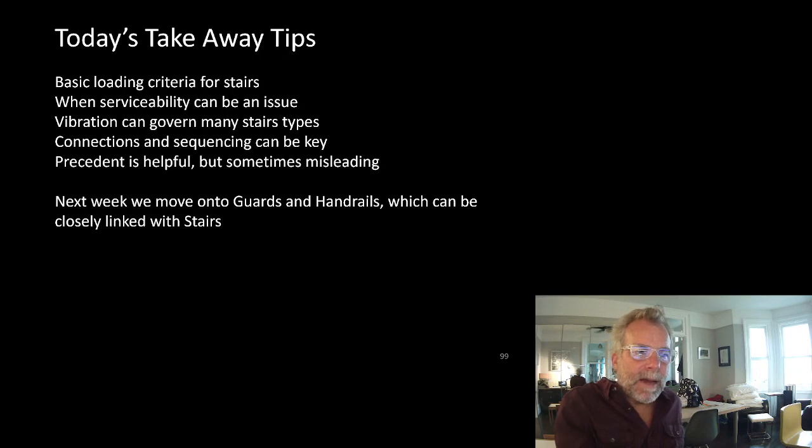takeaway tips. Basic loading for stairs. I'm sure I'm going to contradict something Shannon said, but truth lies in between somewhere. Basic loading criteria for stairs: if the stair is part of an exit path in a public building, it needs to be designed for 4.8 kPa. So very high loading. In a non-public building, the stair is designed for the occupancy that it serves. So in a house it'd be 1.9 kPa, 4.8 in a public building.